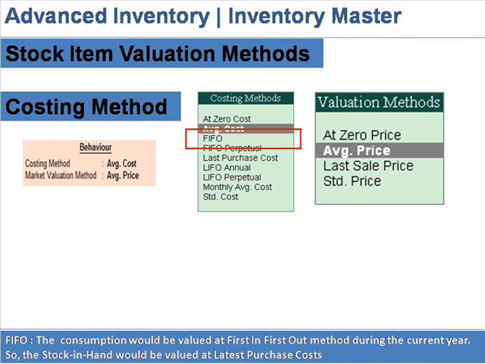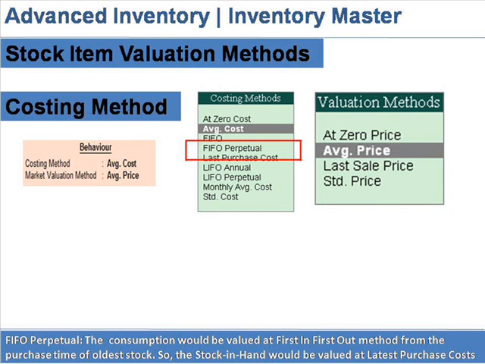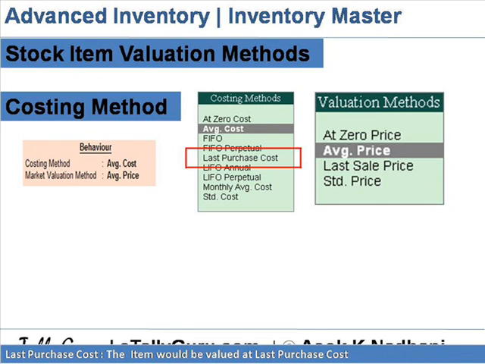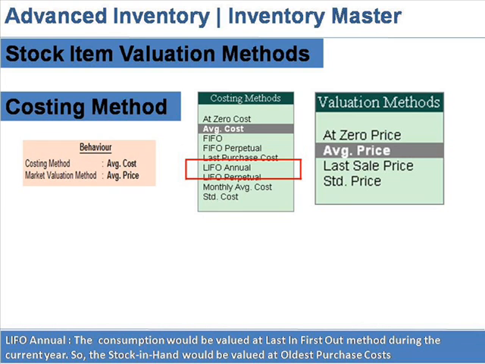FIFO, the consumption would be valued at first in first out method during the current year, so the stock in hand value would be valued at latest purchase cost. FIFO perpetual, the consumption would be valued in first out from the purchase time of oldest stock, so the stock in hand would be valued at latest purchase cost. Last purchase cost, the item would be valued at last purchase cost.